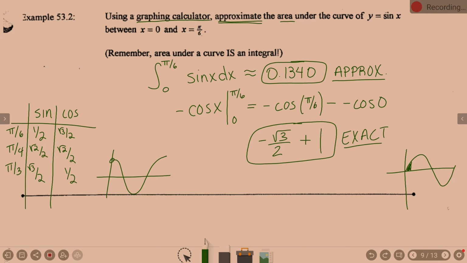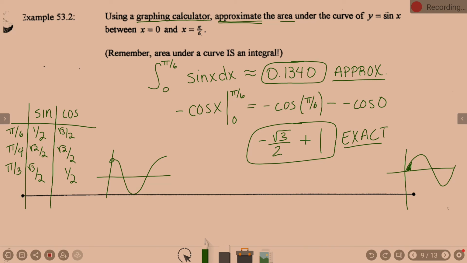Okay, so let me go back and do my integral real quick. Math 9, so it's the integral from 0 to pi divided by 6 of sine x dx. I have 0.1339745962. If I want to check that to see if that matches my approximate, well, it was negative square root of 3 divided by 2, and then plus 1.